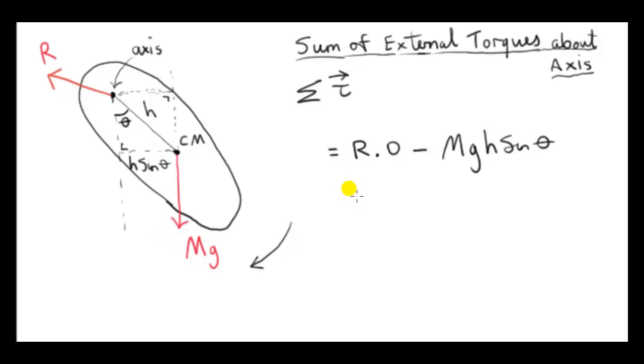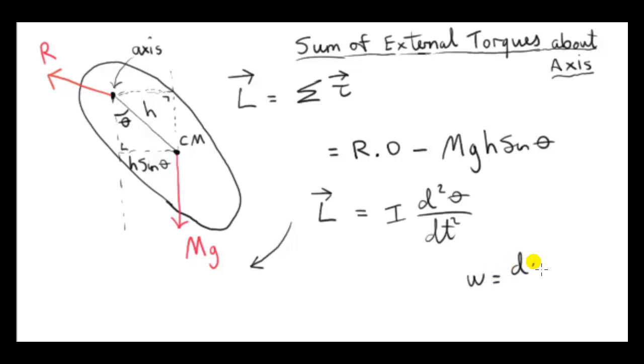Now we consider the principle of angular momentum. It tells us that the sum of the external torques on an object is equal to the moment of inertia of the object about this axis. Again, we're talking about the sum of the external torques about this axis, times the second derivative of the angle with respect to time.